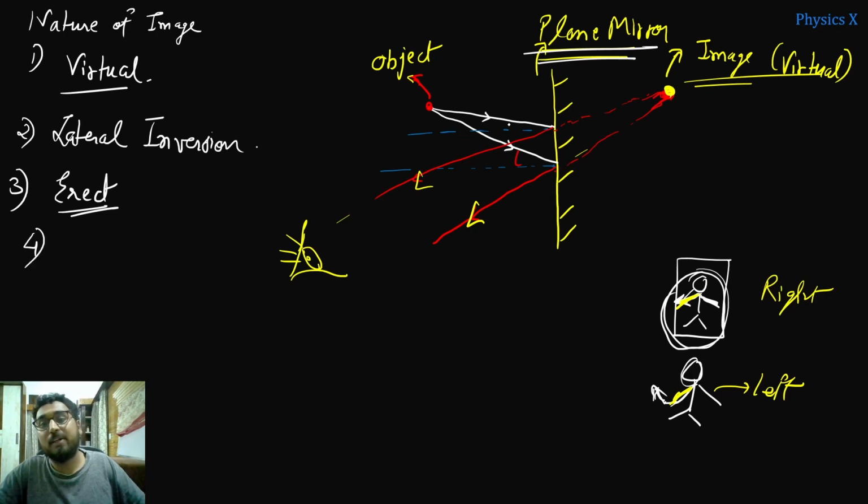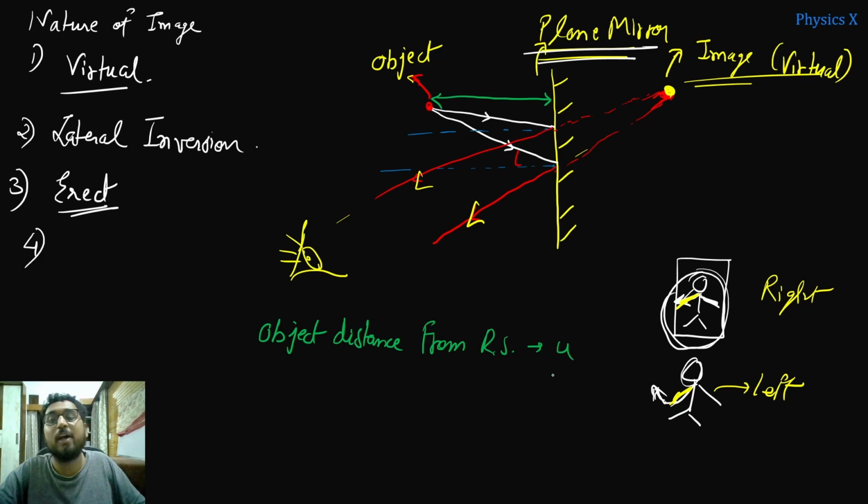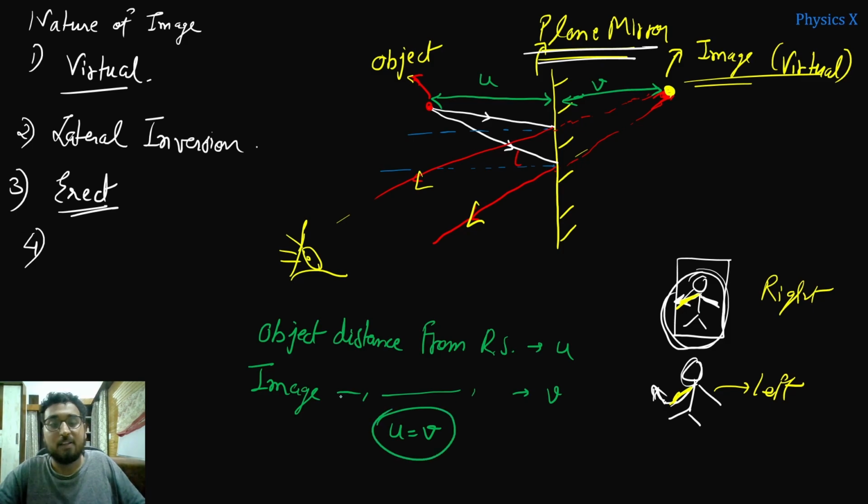And the fourth thing about this image is the distance. This is the object distance from the mirror, the distance of the object from the reflecting surface, and we use u as the general terminology. The image distance we will call v. So if you take this distance and the distance of the image to the mirror, u will be equal to v.